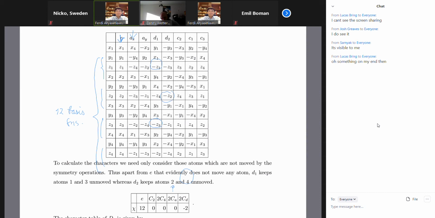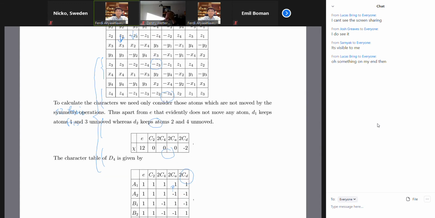And this one, so it's -2. Yes, it looks okay. So there are a lot of things you can check. If you don't get the same character for elements belonging to the same class, then something is wrong. And you can also look at C2 maybe. You see that none of this is the same. So it's 0.